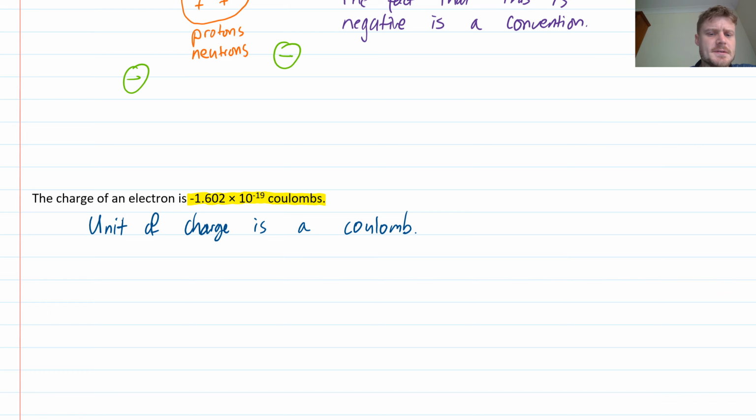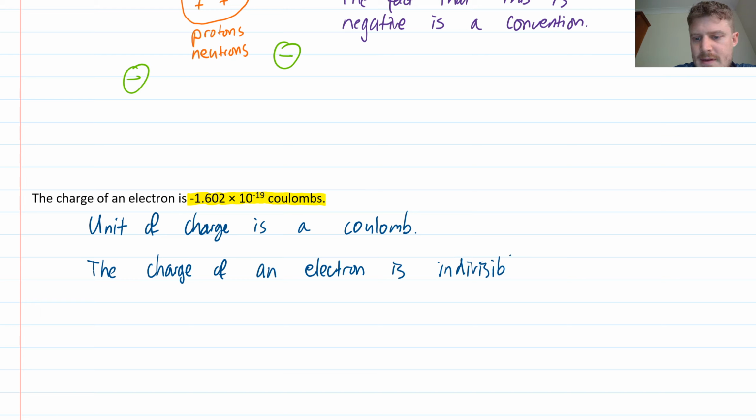Another important thing to understand is that the charge of an electron is indivisible. There is nothing in nature that has a charge that is smaller than the charge of an electron. It is the fundamental amount of charge that you always find, and every charged object is always some integer multiple of this number. It's like a fundamental unit. So this is the charge of an electron. The charge of the proton is exactly the same but opposite in sign.